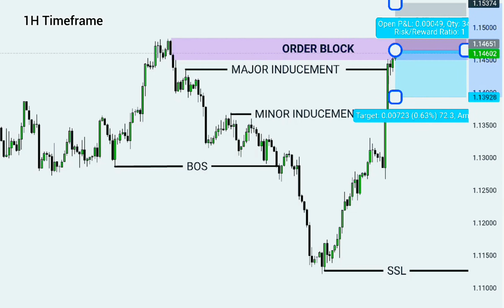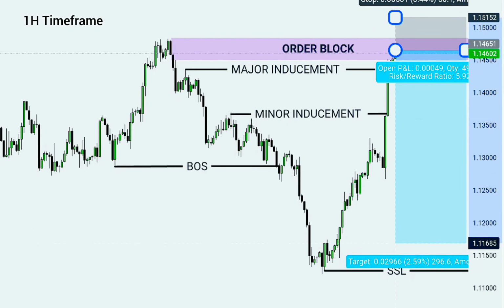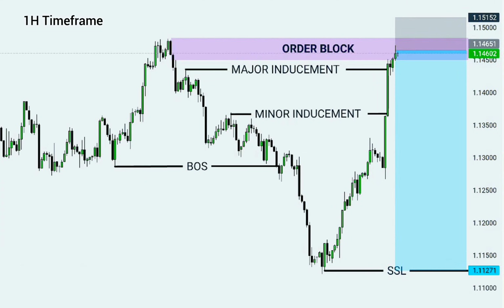Now let's break down how sell trade execution is approached in this chart from a smart money perspective. Execution always comes after context and confirmation, never before. In this example, price first reaches a higher timeframe bearish order block, where major inducement takes place by collecting buy-side liquidity. However, execution is not considered at this stage, because inducement alone does not confirm direction.